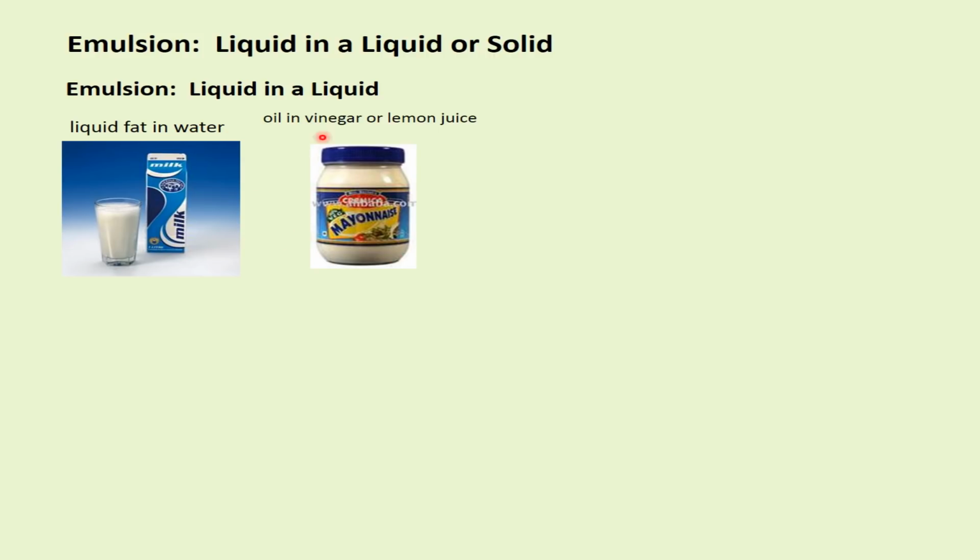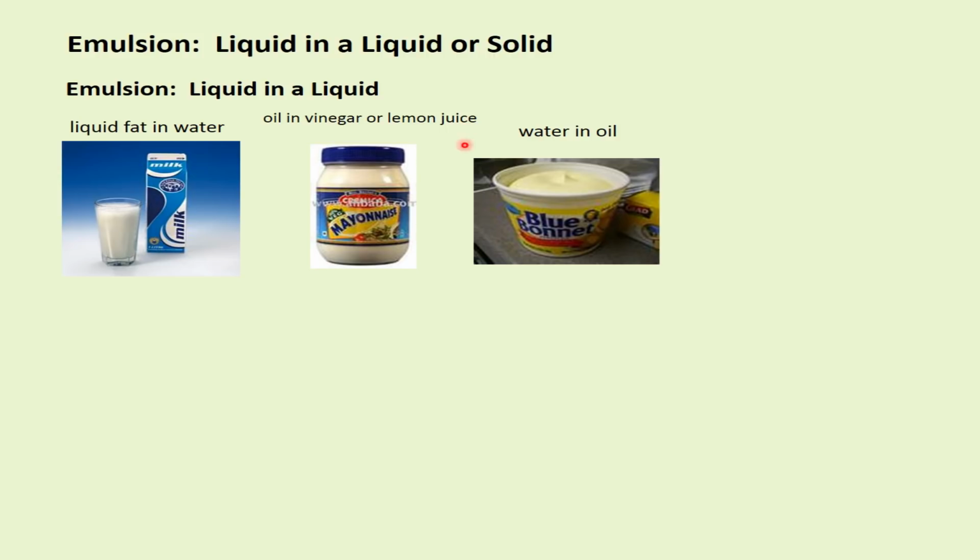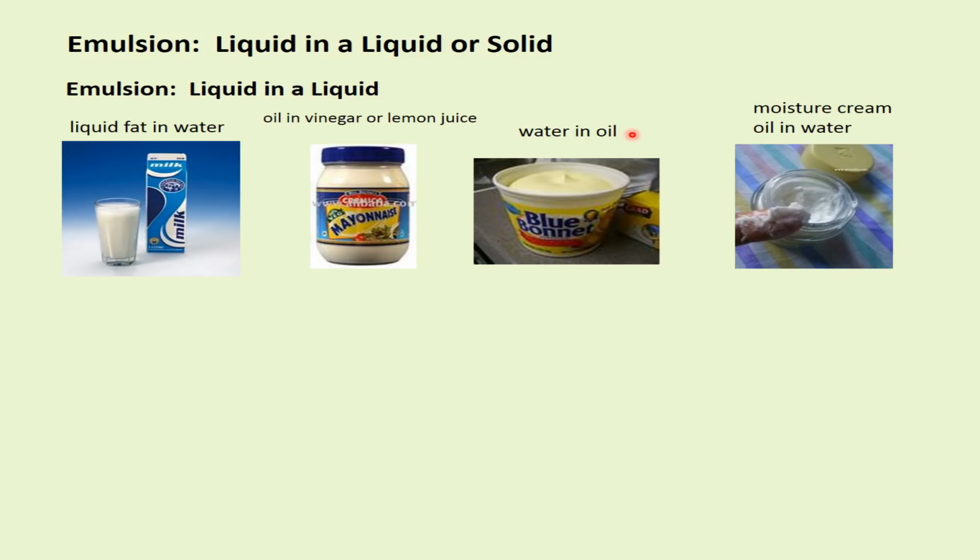Mayonnaise is a liquid in liquid emulsion, that is oil in vinegar or lemon juice. Margarine is a liquid in a liquid, water in oil. It's an emulsion. And finally, moisturizing cream is oil in water. Two liquids together, an emulsion.